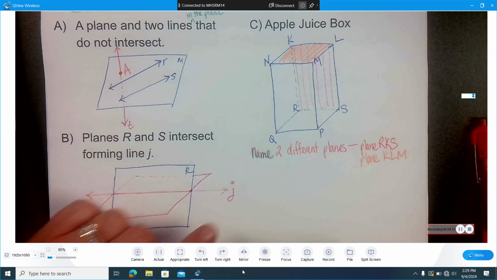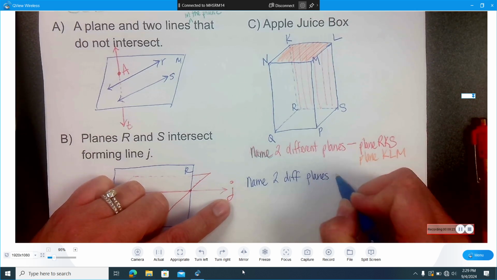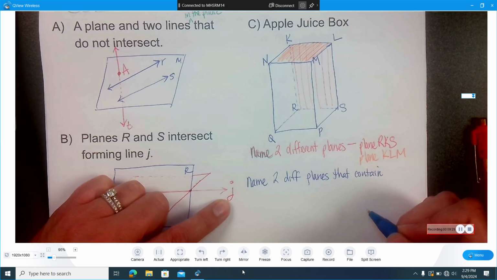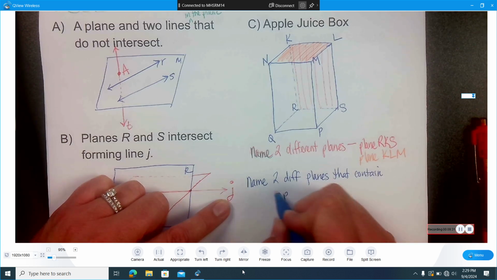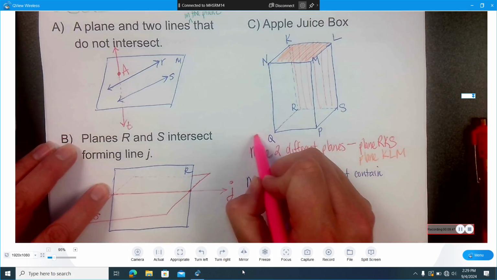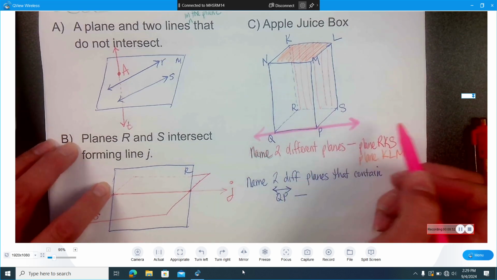One more question. Name two different planes that contain line QP. Yeah, so the first thing I'm going to do is just highlight my line QP right here. There's our line QP.